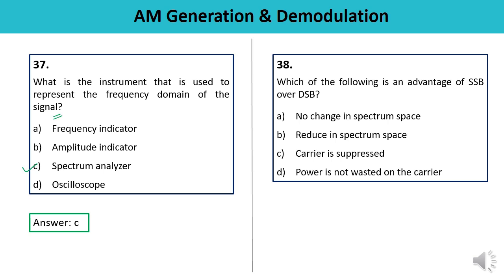Question number 38 is, which of the following is an advantage of SSB, single sideband, over double sideband? No change in spectrum space, reduction in spectrum space, carrier is suppressed, and power is not wasted on the carrier. So the advantage is reduction in spectrum space. See, in a signal only the sideband contains the information, and there is also a duplication of the information in each sideband. It means only one sideband is sufficient for the transmission if we compare SSB and DSB. So it provides reduction in the spectrum space. So the answer is B.